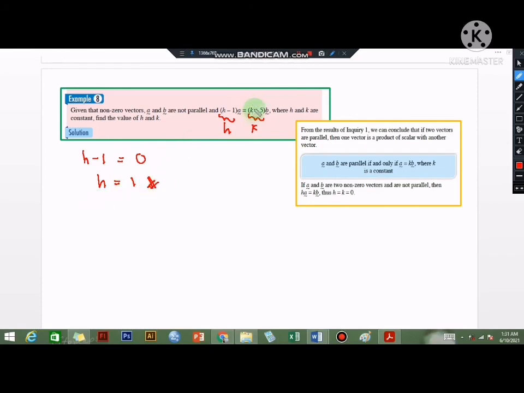Now find the value of K. This whole thing is K, so K is equal to 0. So K plus 5 must equal 0. K plus 5 equal to 0, so we know that K is equal to negative 5. That's it. This is how you do it for non-zero vectors that are not parallel. Remember this concept of the parallel.